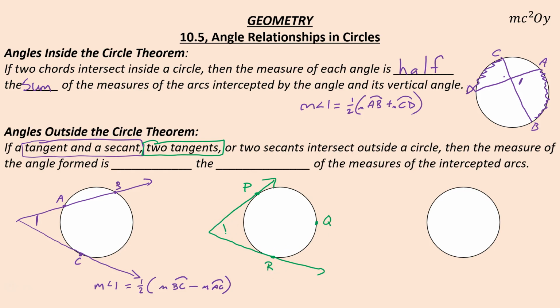Okay, there's angle 1. Actually, let's use angle 2 this time, so we're not using the same angle. So in this case, the measure of angle 2 is going to be equal to 1/2. In this case, we have PQR. The bigger arc always goes first, and we're going to subtract the smaller, PR.